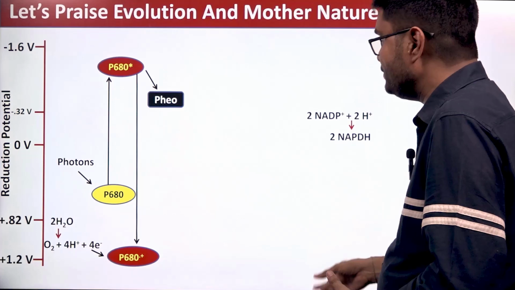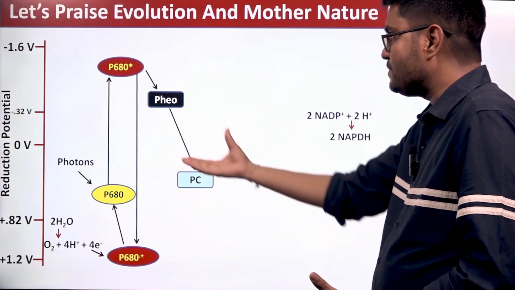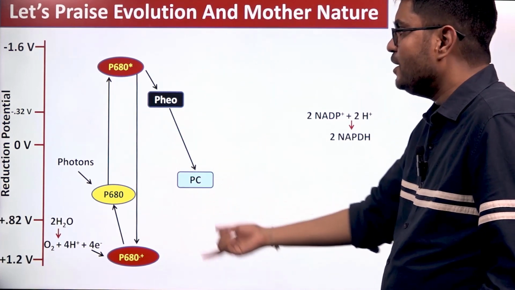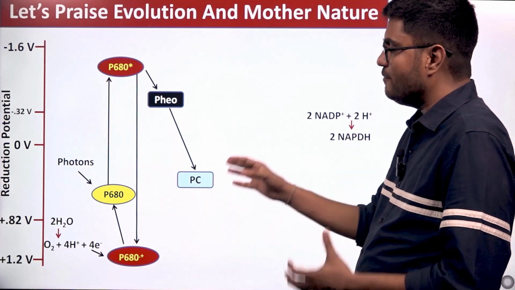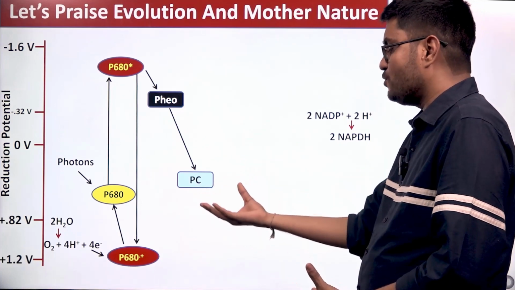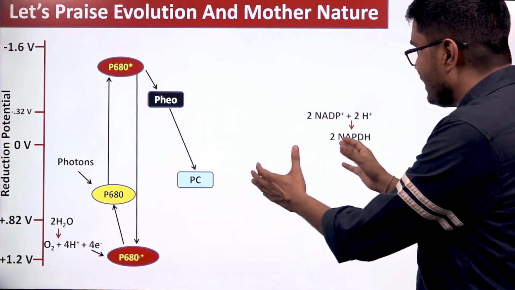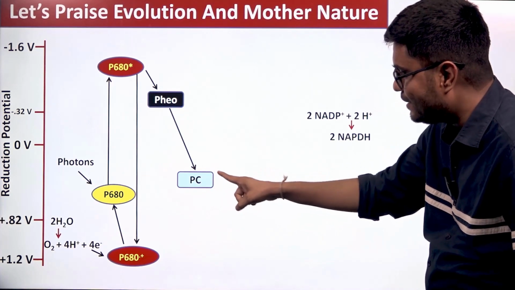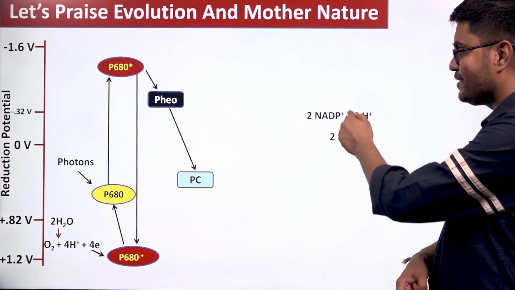Now let's continue. Near pheophytin, another electron acceptor is present, then another, then another. Ultimately, it reaches plastocyanin. You can see that the position of plastocyanin shows that plastocyanin has a higher reduction potential than pheophytin. So ultimately, the electron is going to reach plastocyanin. Now again, we are stuck in the same problem. The electron is here at higher reduction potential, but it has to go here, which has lower reduction potential.